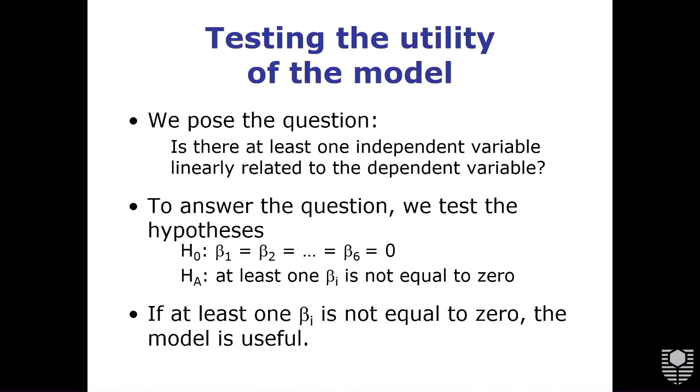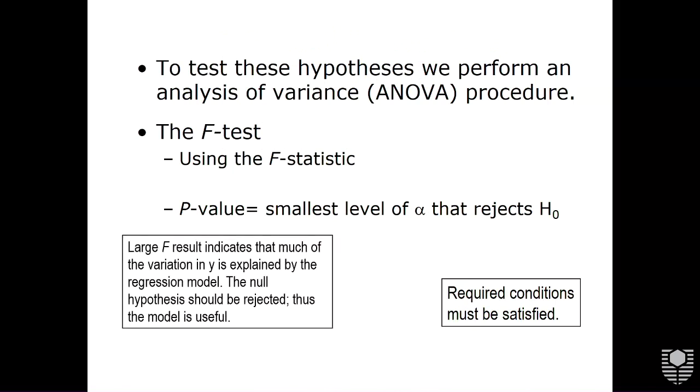At least one of these not equal to 0, guys. That means the model is useful. So to test the hypothesis, guys, we perform analysis of variance, the ANOVA procedure, for the F test using the F statistic. So the p-value, the smallest value of alpha. Do you remember this one, guys? If the p-value is less than alpha, that means rejection of the hypothesis.